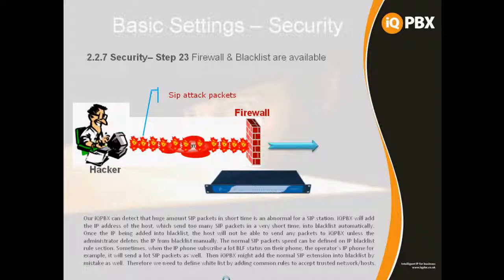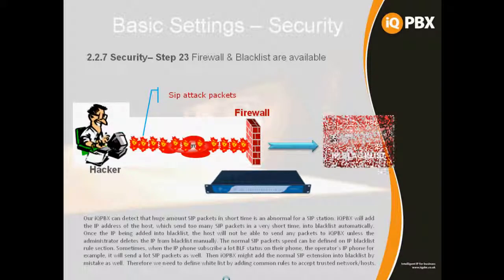So the hacker attempts to send the SIP packets through the firewall. They get through the firewall, and the system sees it's being attacked by a certain IP address, sending so many packets over a certain time period. Then it will drop the connection and put that IP address into a blacklist automatically.